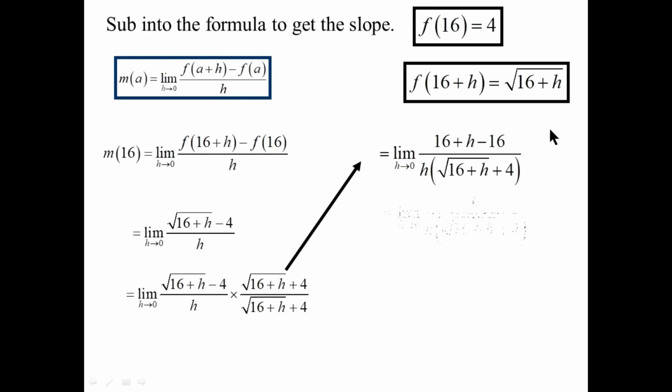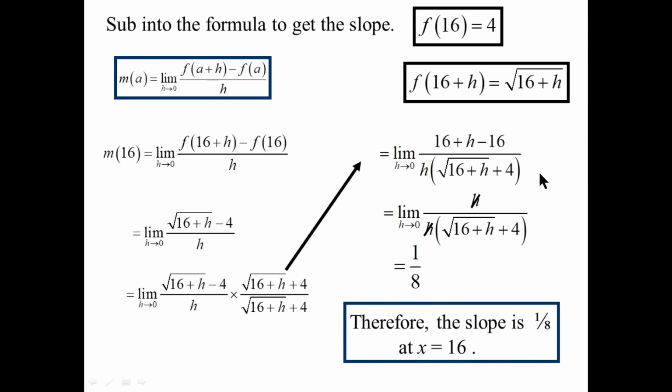Now 16 minus 16 vaporize. h over h cancels, and now I can take the limit, because the denominator won't be 0 anymore. It's like a miracle. Sub in 0 for h, and do it mentally. This is now root 16, which is 4, and 4 plus 4 is 8, and this canceled to 1, so it'll be 1 over 8. And so the slope of the tangent when x equals 16 is that positive small number we predicted, 1 over 8.